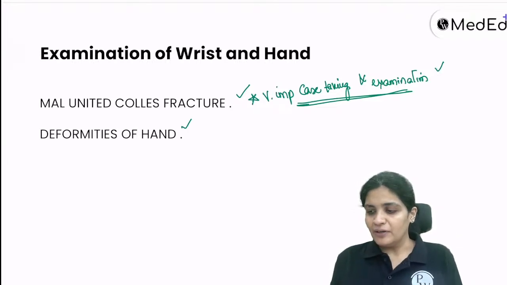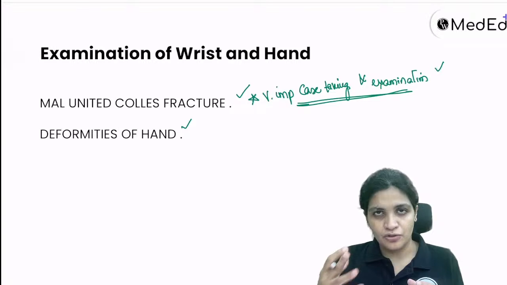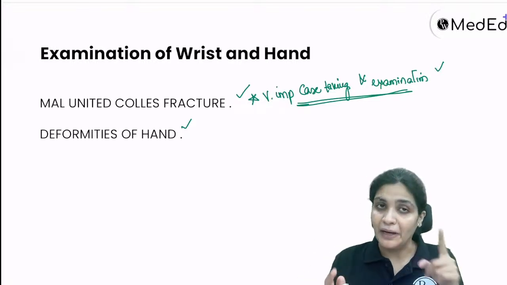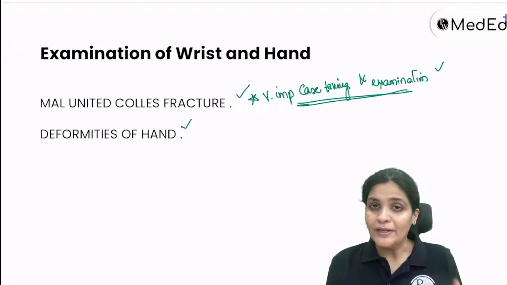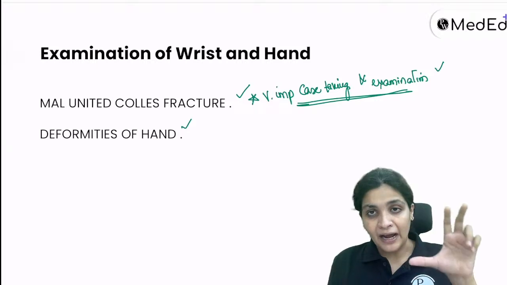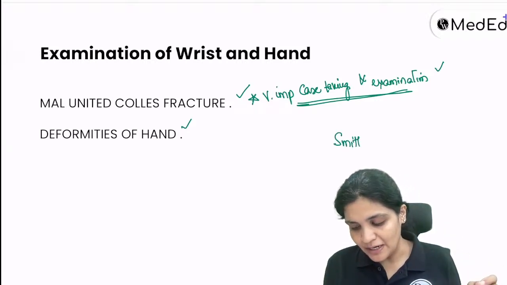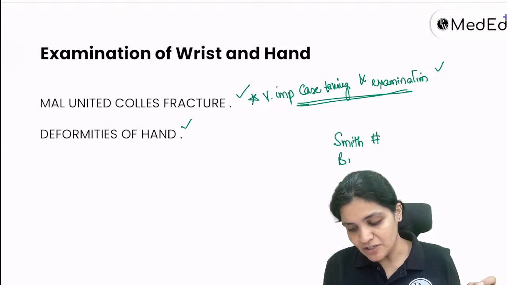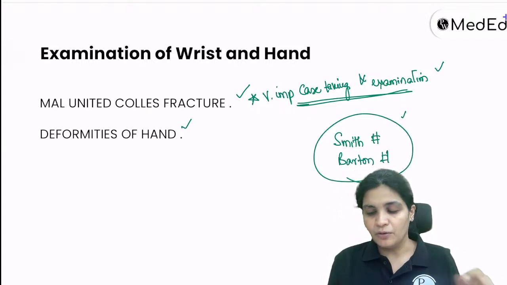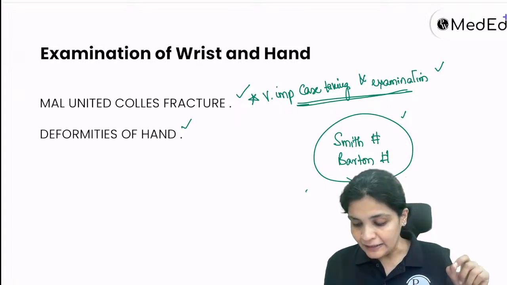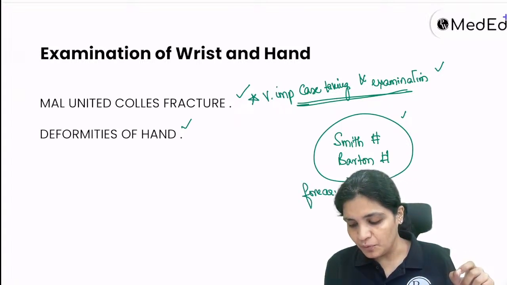If you get a case of examination of the wrist and hand, that means a case of malunited Colles fracture. Always remember that the questions will be around that Colles fracture. They might ask you about the Smith fracture as well, and Barton's fracture. So this is the theory you have to prepare. You have to prepare the various wrist fractures, and also the forearm fractures and dislocations. One joint above, one joint below, the rule.